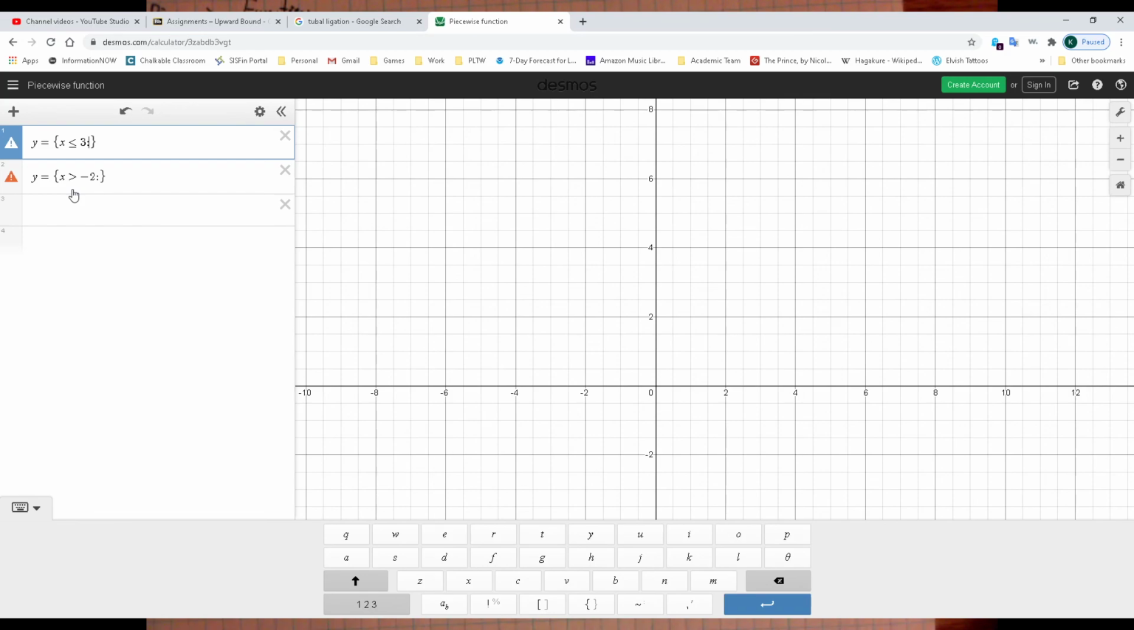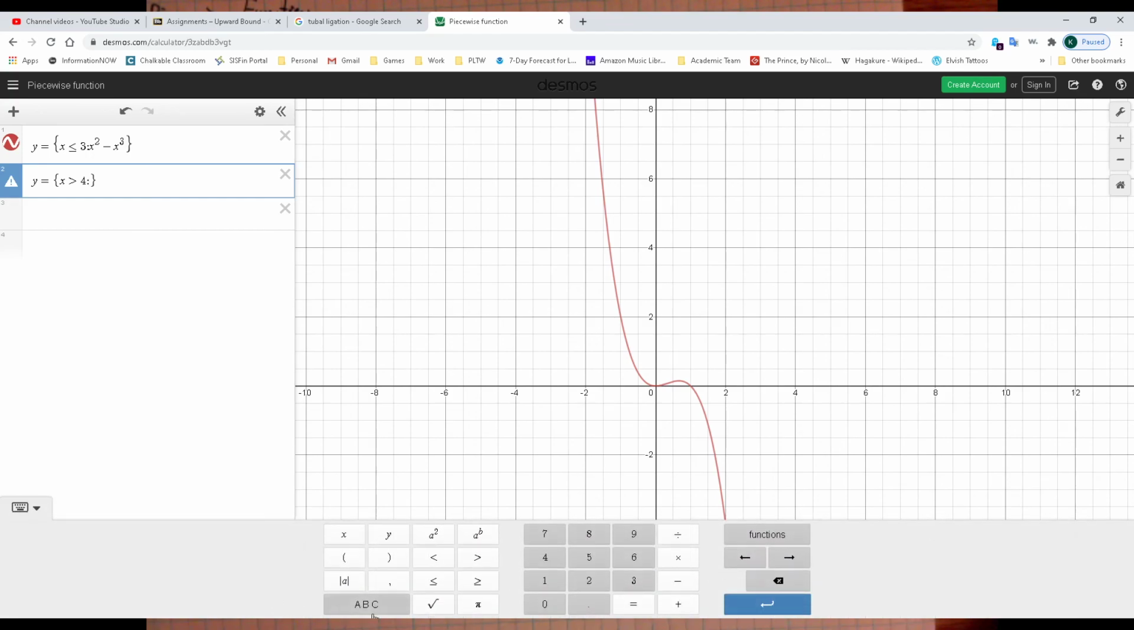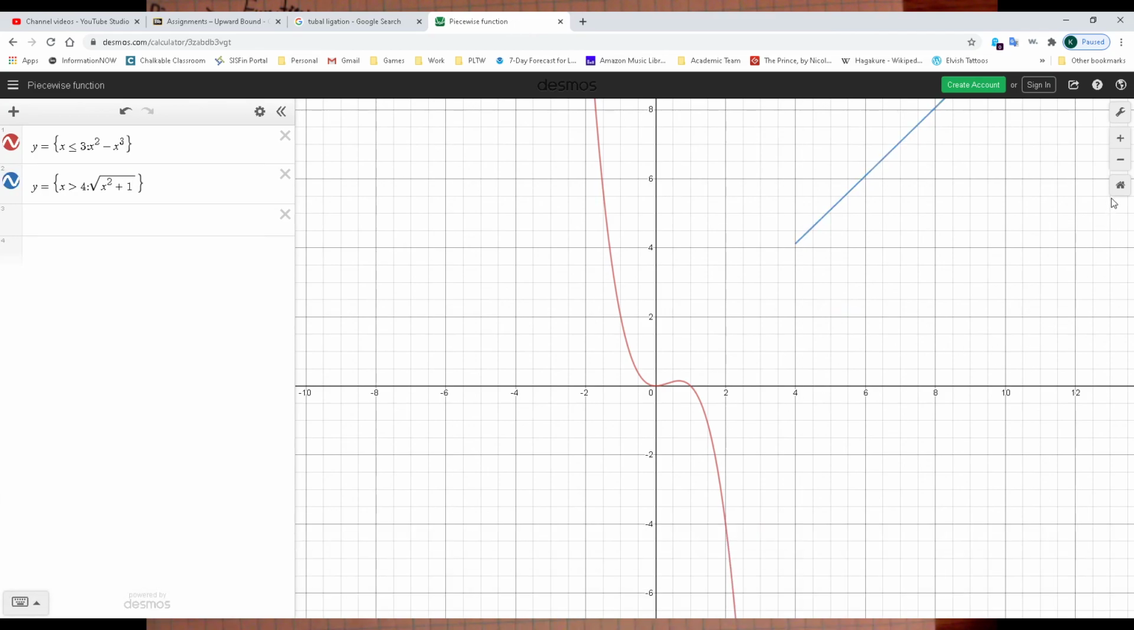And then I type in x squared minus x cubed. Now this is everything greater than 4, and this one is the square root. So go over here, oops, square root of x squared plus 1, boom. Okay, well, let's take a look. Well, let's talk domain.